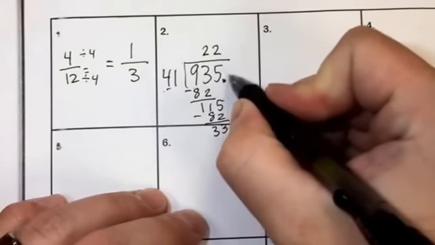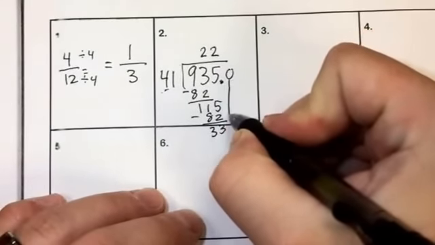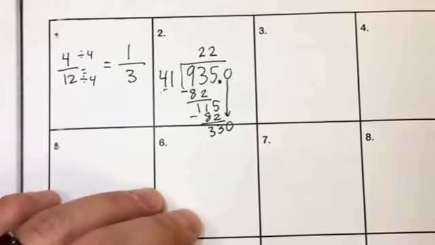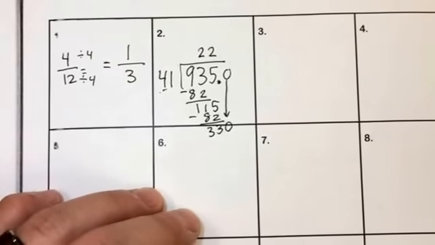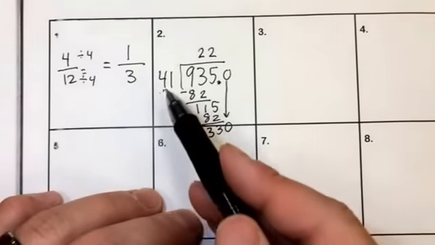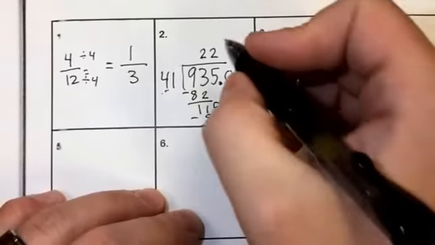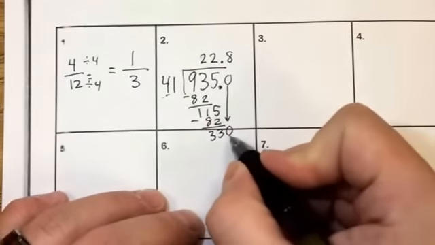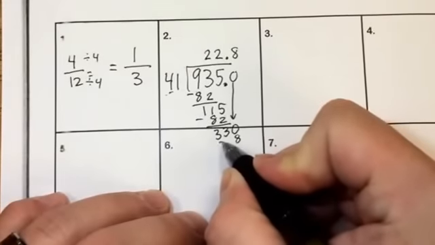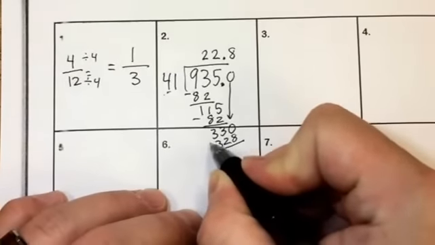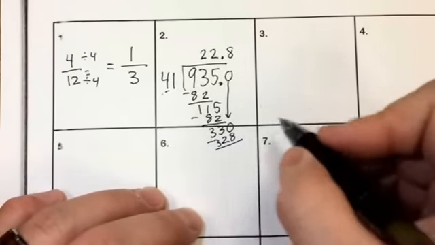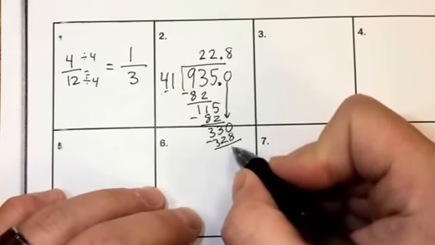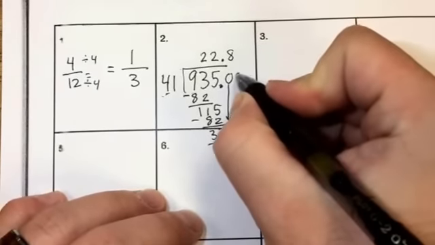I can add a decimal. I can put a 0 down. Now I can see what times 4 is going to get me close to 330. I know that 8 times 4 gets me 32. So I know that that's going to be pretty close. So 8 times 1 is 8. 8 times 4 is 32. Go ahead and subtract out. 330 minus 328 is going to leave me with 2. Go ahead and put a 0.